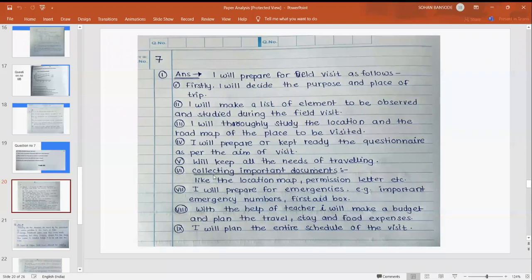Fourth point is collecting important documents like the location map, permission letter to visit. Okay, I will prepare for emergencies. For example, important emergency numbers or the first aid box. Next, with the help of a teacher, I will make a budget and plan to travel, stay, and the food expenses. I will plan the entire schedule of the visit. Okay, so this will be your answer.